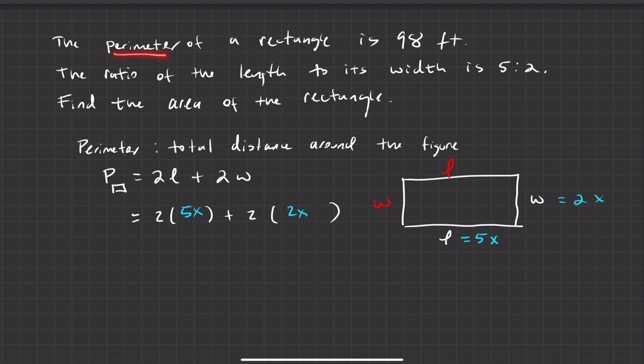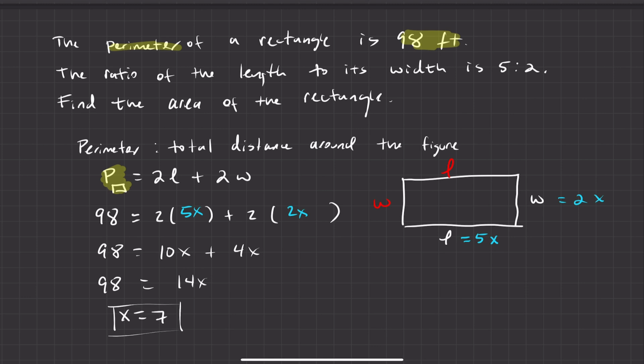So the perimeter is actually given, it's 98 feet. So I'm going to replace the perimeter of the rectangle with 98. Now that I have a proper equation to work with, I can solve for x. The first thing I need to do is figure this out. 2 times 5x is 10x plus 2 times 2x, that's 4x. So 98 is equal to 14x. I'm going to put that in my calculator. So x is 7. That's awesome. x is equal to 7.